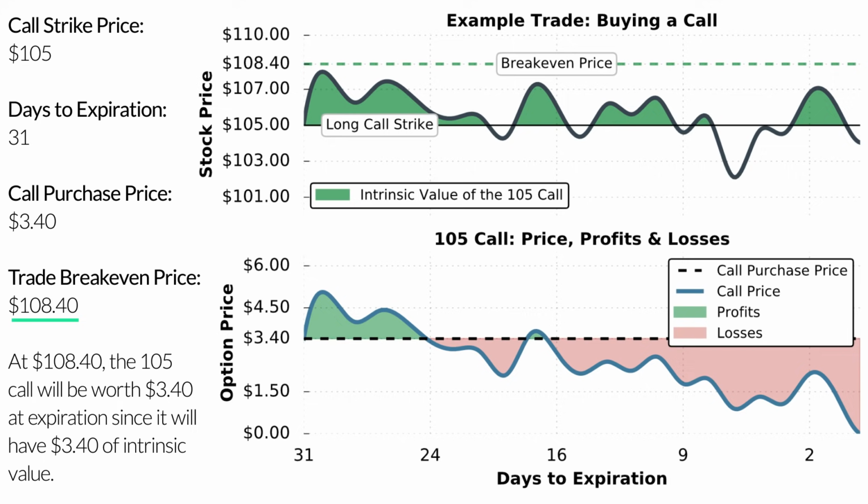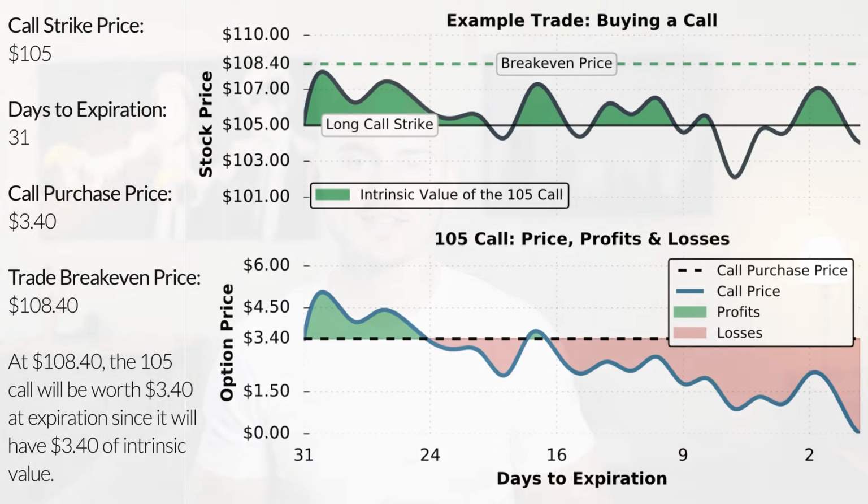If I add $105 and $3.40, I get a break-even price on this call option purchase of $108.40. That means that at expiration, if the stock price is exactly at $108.40, we know that this call option will be trading with $3.40 of intrinsic value, and we also know that at expiration, an option will only consist of intrinsic value. Therefore, if the stock price in this case is right at $108.40 at expiration, the 105 call option will be worth $3.40, and since that's the exact same price I paid for this option, I will not have a profit or loss on this trade if the stock price is exactly at $108.40 at the time of expiration in 31 days.